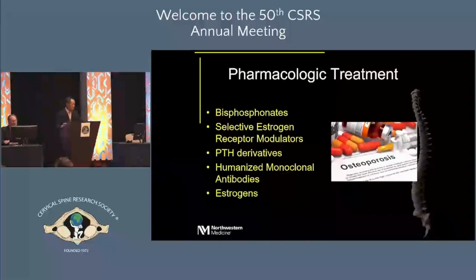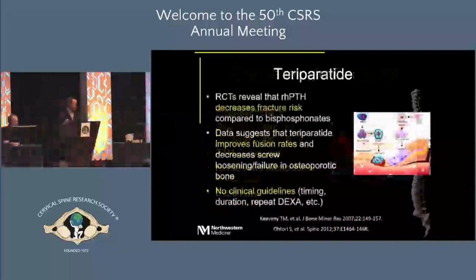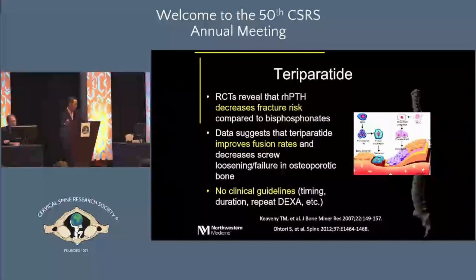Pharmacologic treatment, a number of options are available to our patients now, including bisphosphonates, SERMs, PTH derivatives, as well as humanized monoclonal antibodies. There are two particular treatments that deserve mention, including teriparatide, where a number of studies have shown now that this drug decreases fracture risk even more compared to bisphosphonates that have been historically used. Data has also indicated that teriparatide improves fusion rates and decreases screw loosening in osteoporotic bone.